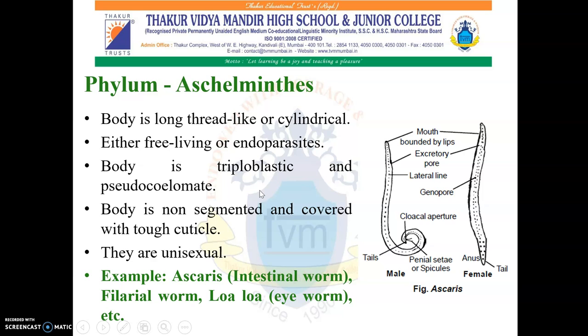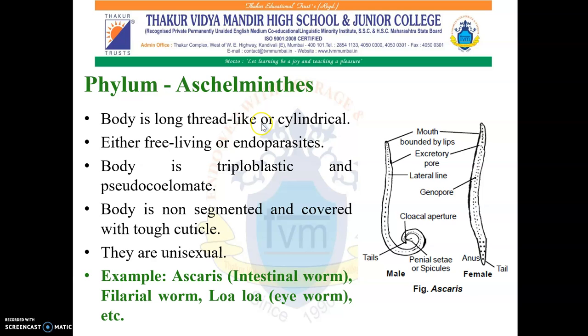Phylum Aschelminthes. Their body is long, thread-like or cylindrical. They are either free-living or endoparasites. Their body is triploblastic and pseudocoelomate. The body is non-segmented and covered with a tough cuticle, and they are unisexual.